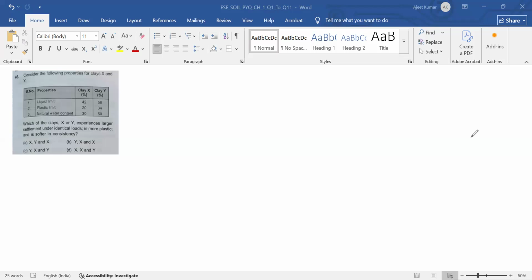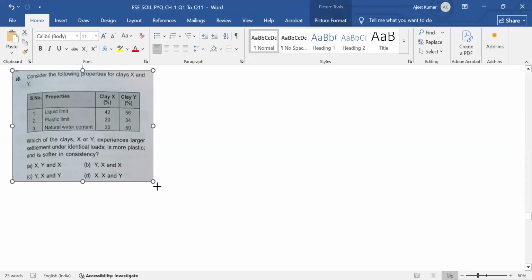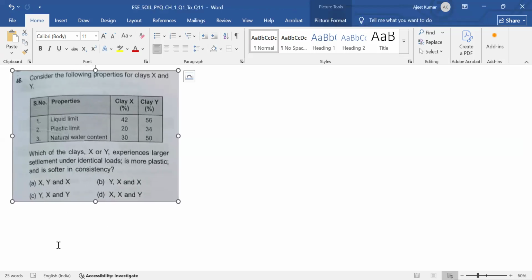Today we will start from question number 46. Let's talk about question number 46. Consider the following properties for clays X and Y. Liquid limit of clay X is 42 and clay Y is 56. Plastic limit of clay X is 20 and clay Y is 34. Natural water content of clay X is 30, Y is 50.